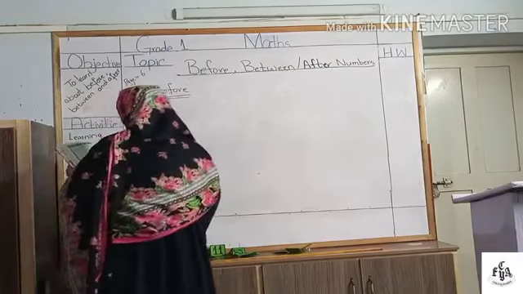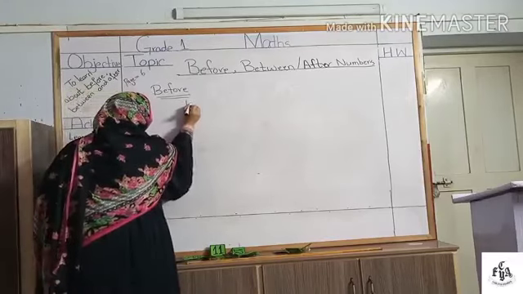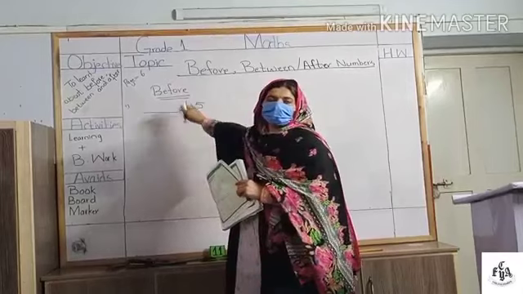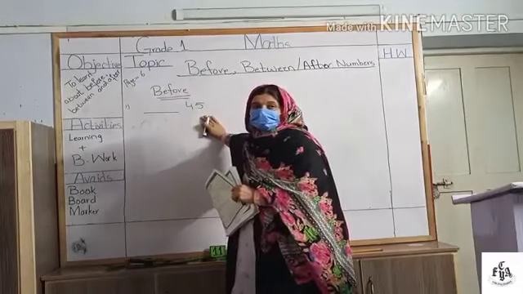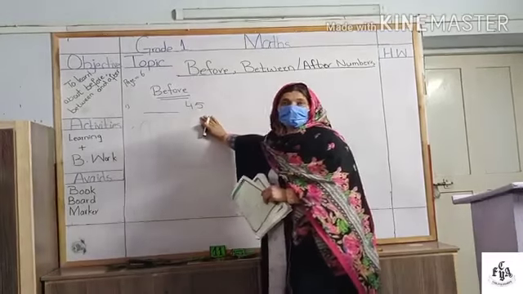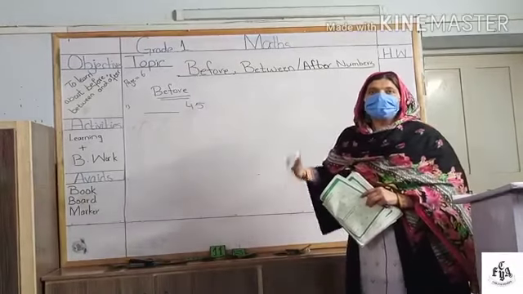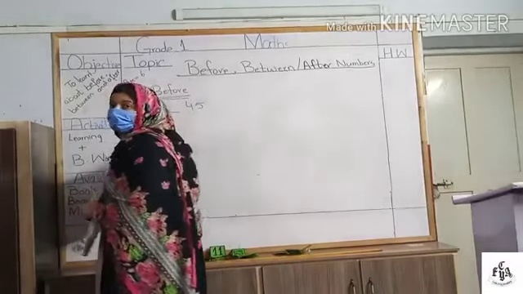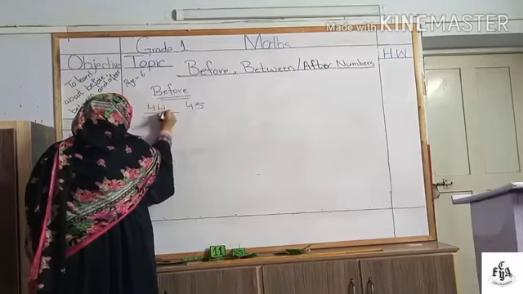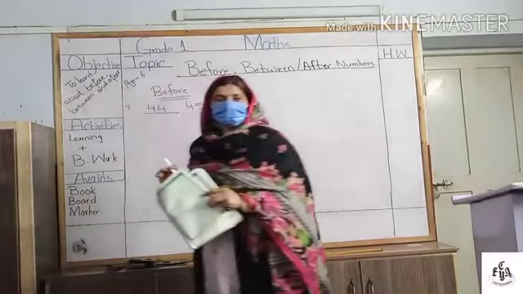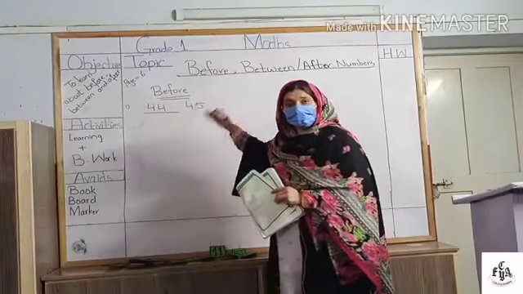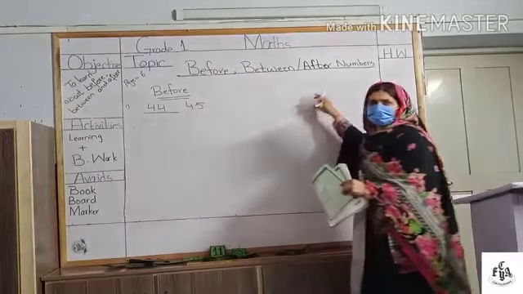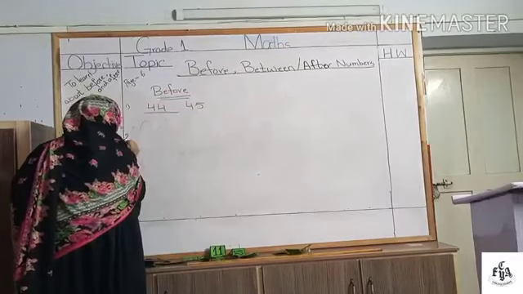Our first number is 45. You will write before 45 number. What will come before 45? Start counting from 40. 40, 41, 42, 43, 44. This is 45. So what will I write here? 44. Very good. Clear? All of you clear? 44 jo hai, wo 45 se pehle aata hai. Then you count 44, 45, then 46, 47, 48.